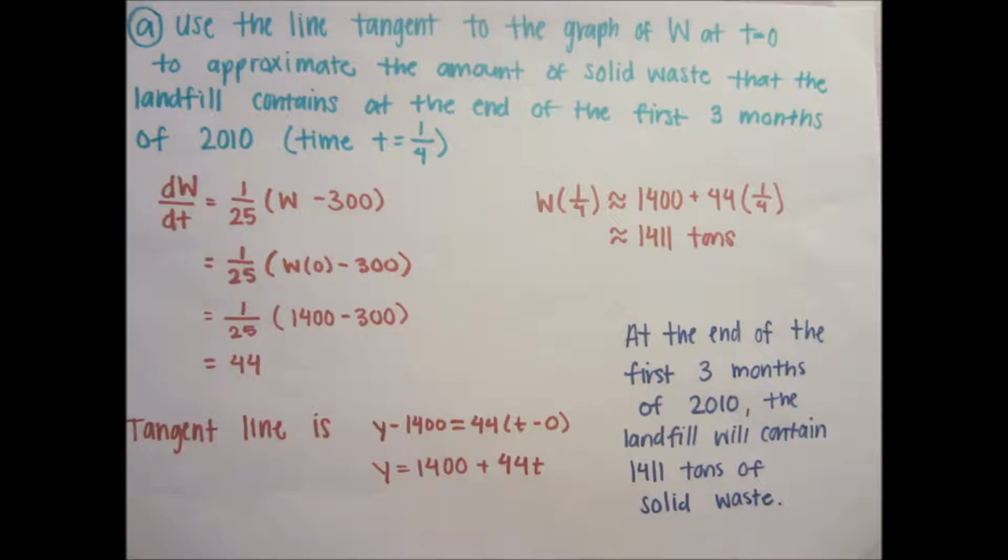To find the approximate amount of solid waste at the end of the first 3 months of 2010, we plug 1/4 into the tangent line for t. We get approximately 1,411 tons of solid waste in the landfill.